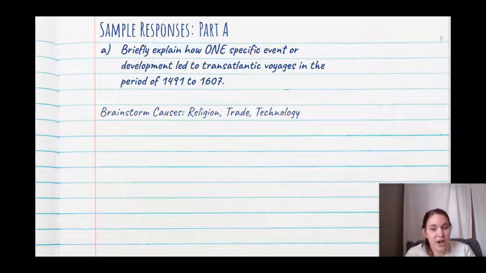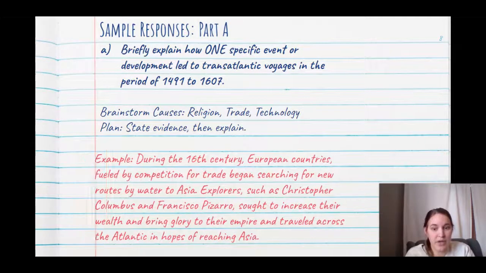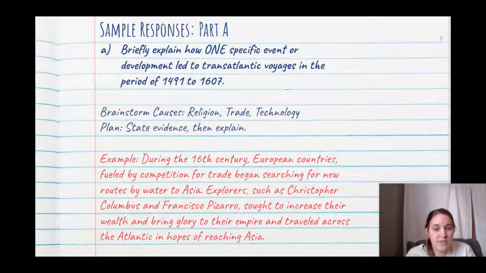So we've got our potential causes. Our next step then is to plan. We just need to state our evidence and explain it. So here's an example of something that would earn the point. During the 16th century, European countries, fueled by competition for trade, began searching for new routes by water to Asia. Explorers such as Christopher Columbus and Francisco Pizarro sought to increase their wealth and bring glory to their empire and traveled across the Atlantic in hopes of reaching Asia.